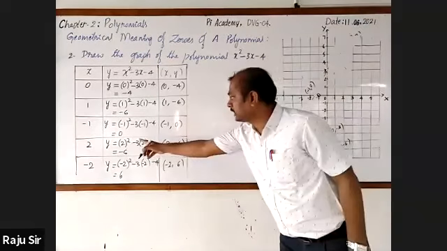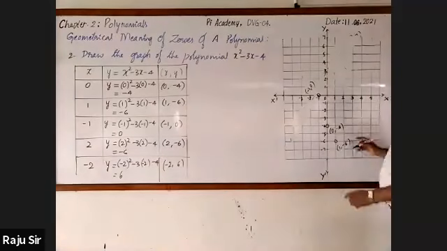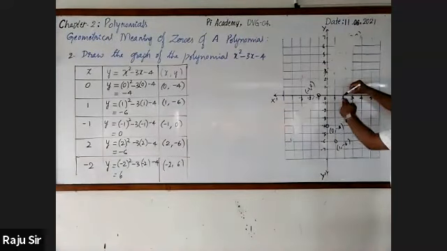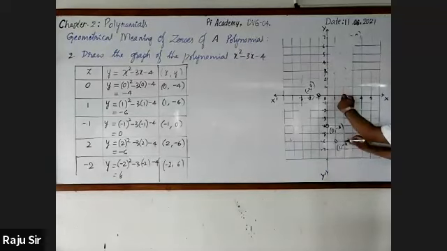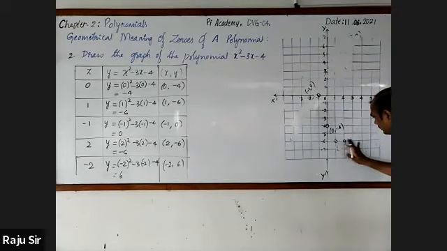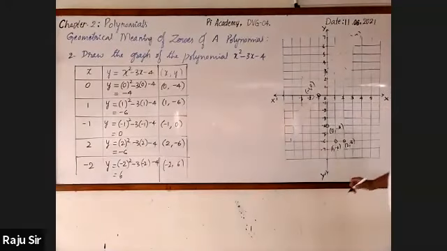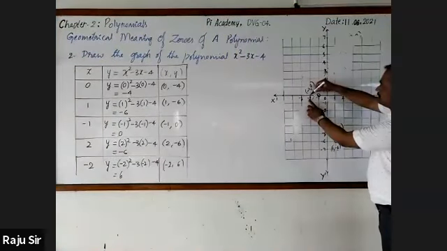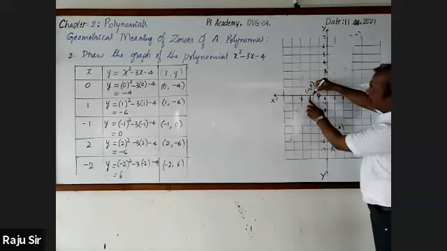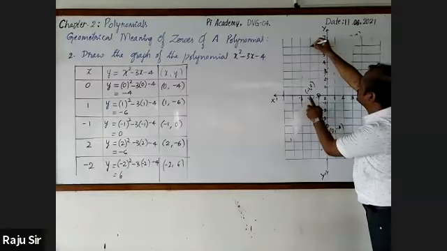Next. When x is 2, y is minus 6. The point comes here. It is 1 comma minus 6 and 2 comma minus 6. Next, when x is minus 2, y is plus 6. When x is minus 2, y is plus 6. That comes here.